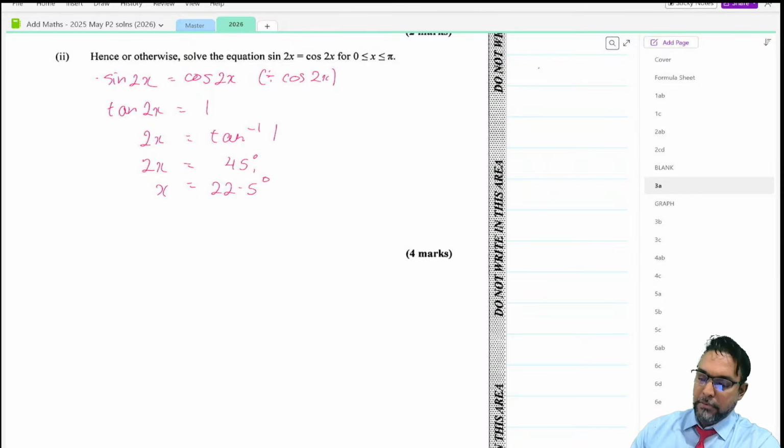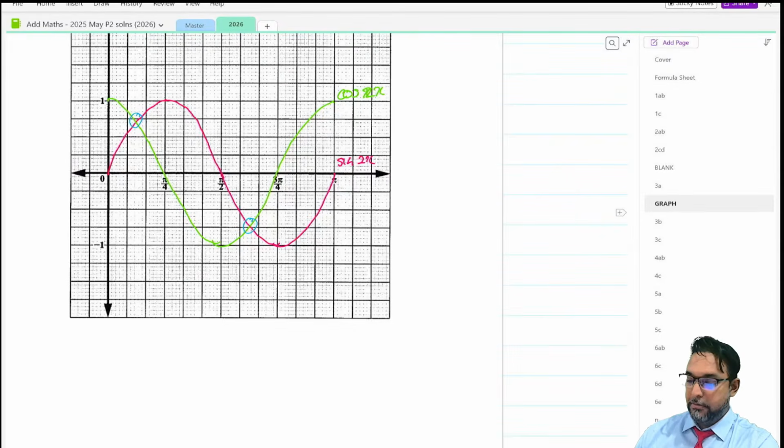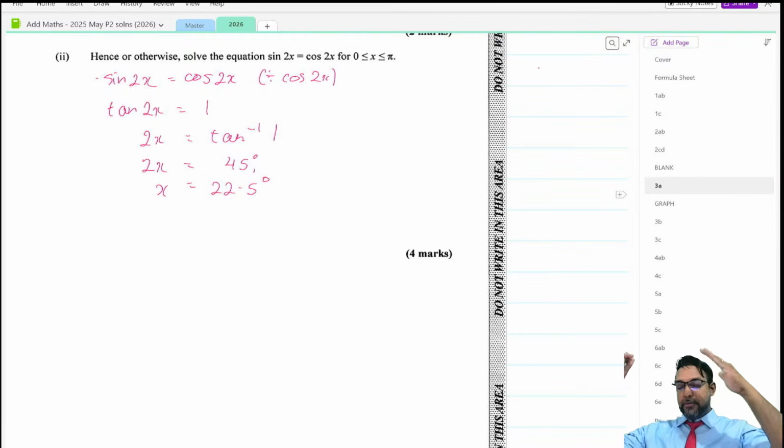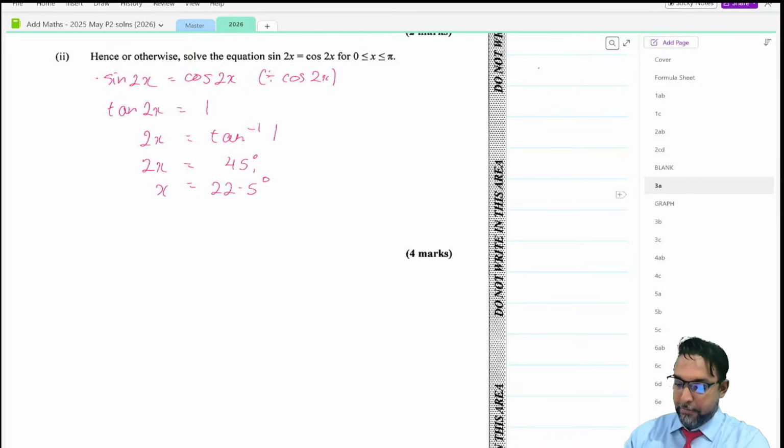Okay. Can we not just read it from the diagram? You could if you drew your graph accurately enough, yeah. Oh, okay. And on top of that, they probably want it in radians. That's what tan 45 is. 180 plus 45 is 225, right? And half of that is 112.5, which is less than 180. So that's the second solution.